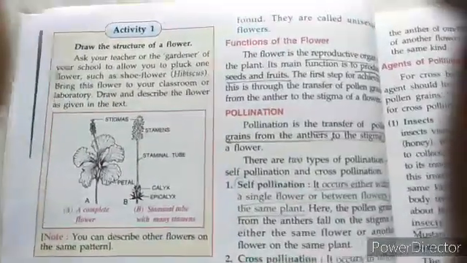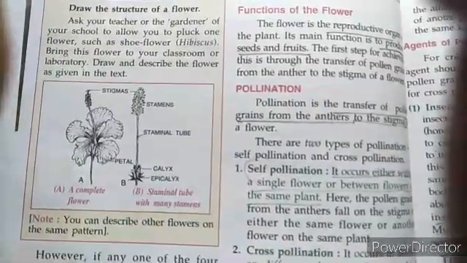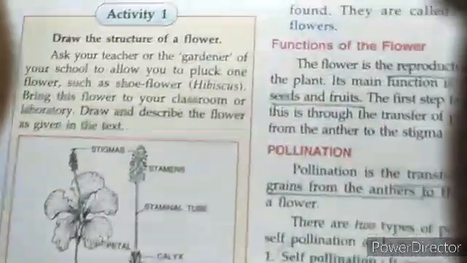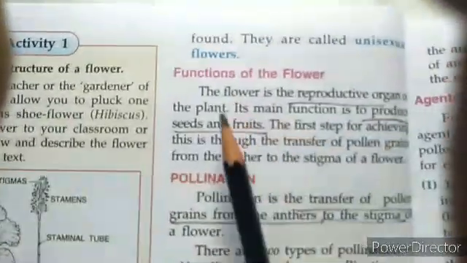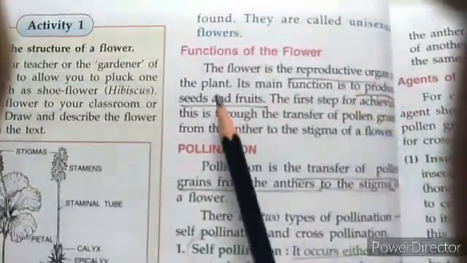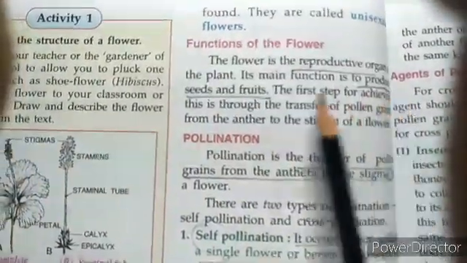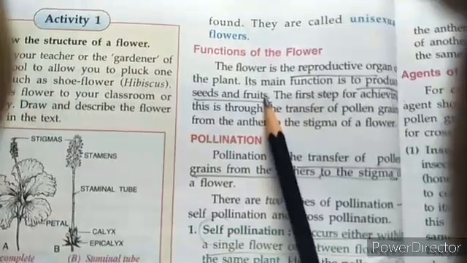Let's look at the functions of a flower. The flower is the reproductive organ of the plant. The main function is to produce seeds and fruits.